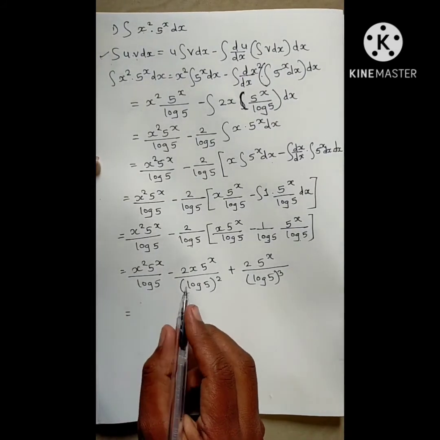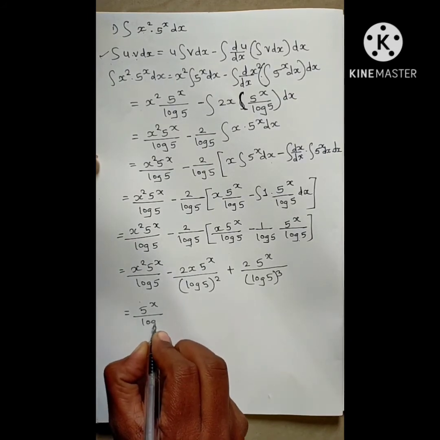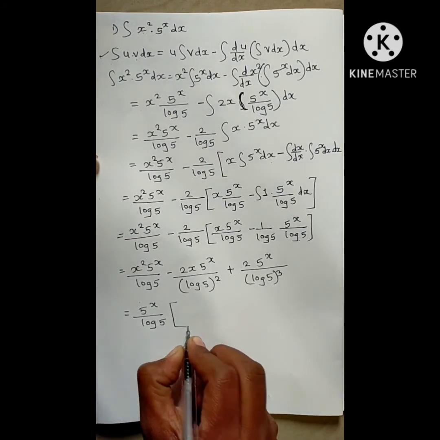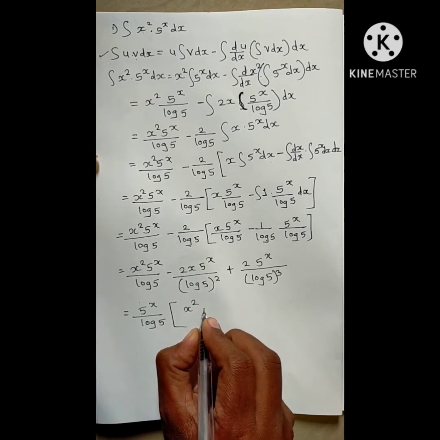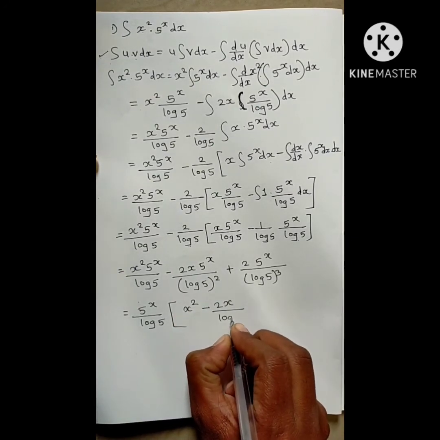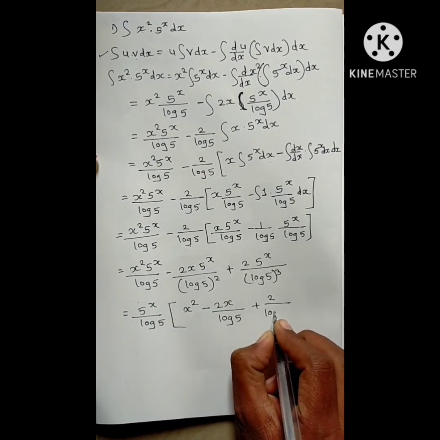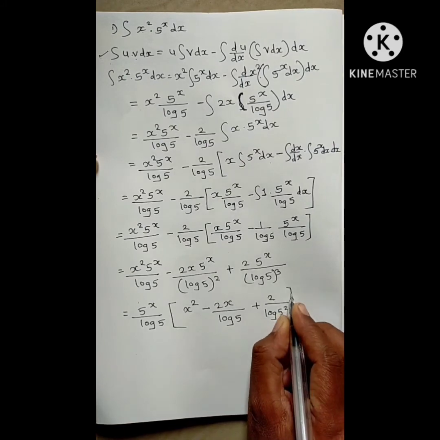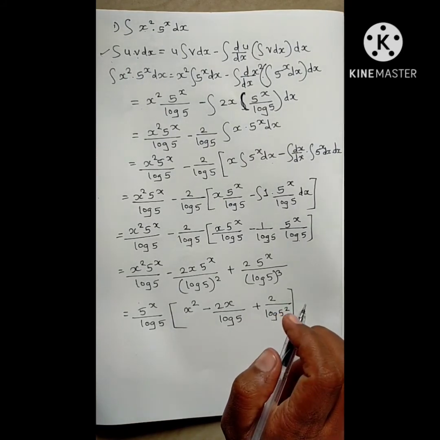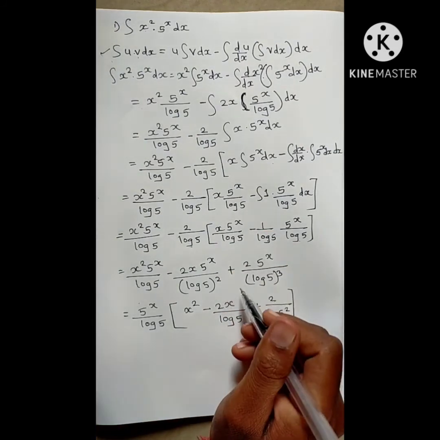Now take the common term outside, that is 5 raised to x by log of 5. We get here x square minus 2x divided by log 5 plus 2 divided by log 5 square. So integration by parts is used as it is.